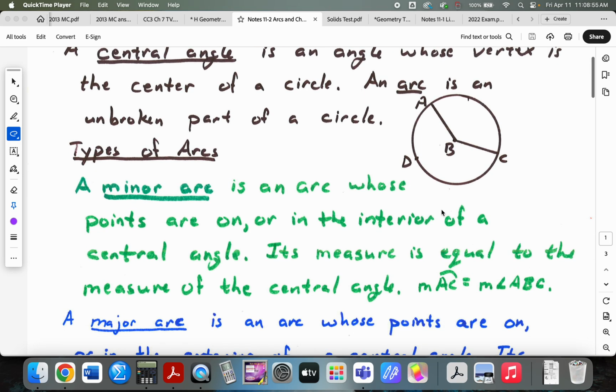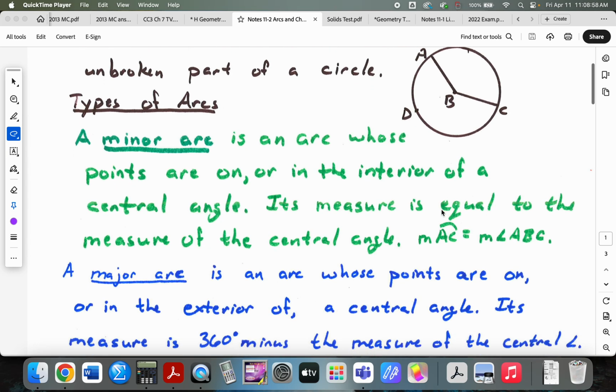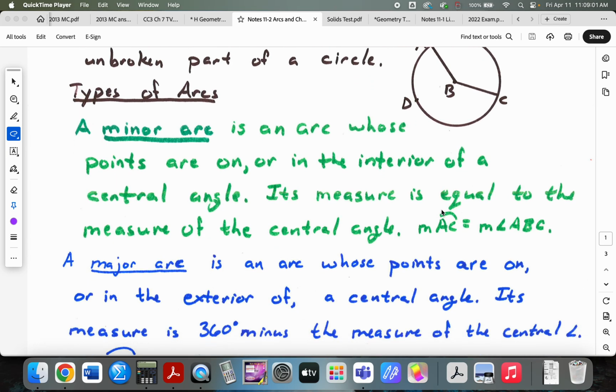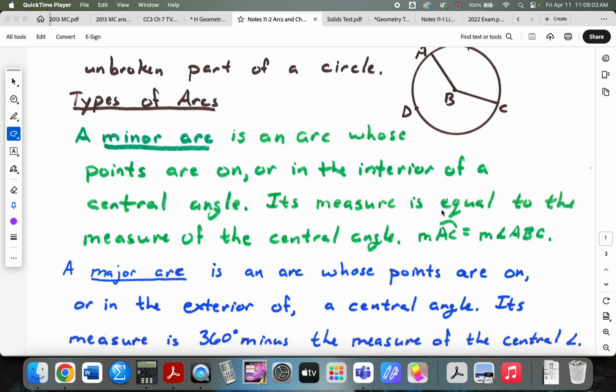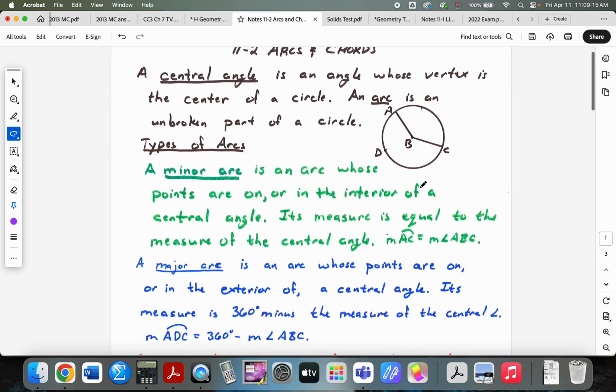Now, a major arc is an arc whose points are on or in the exterior of a central angle. So its measure is 360 minus the measure of the central angle. So here, if we go back to, let's say we know that the measure of this central angle is 130, then the measure of arc ADC, notice you have to have that extra letter in there, is 360 minus the measure of AB. It'd be 360 minus 130. It'd be 230 degrees.